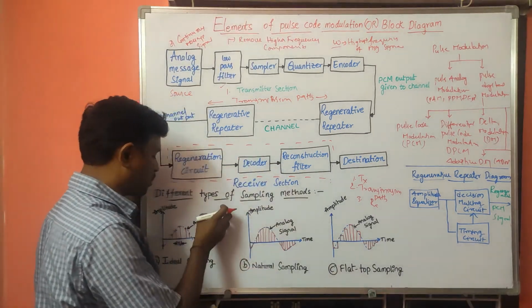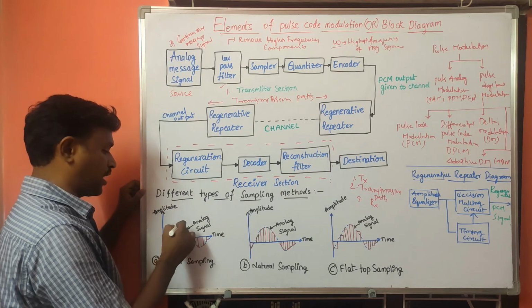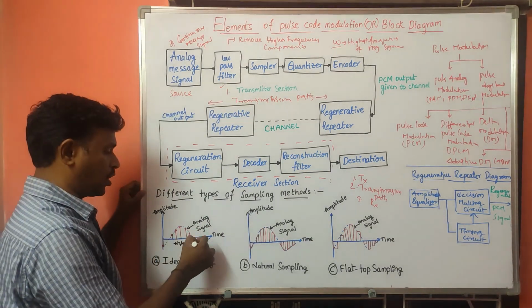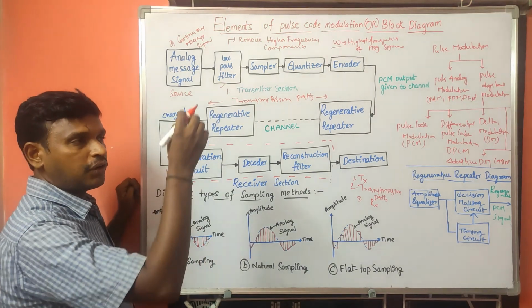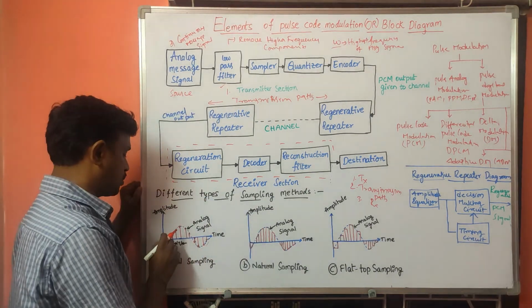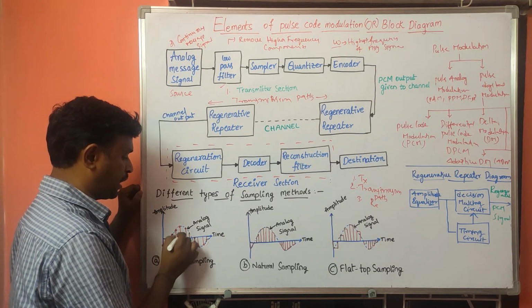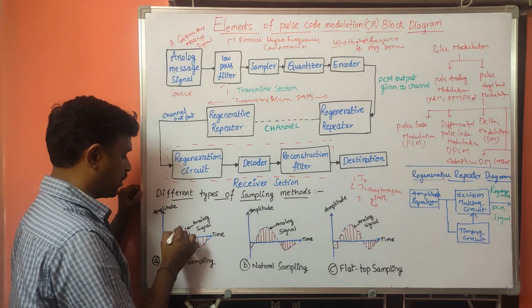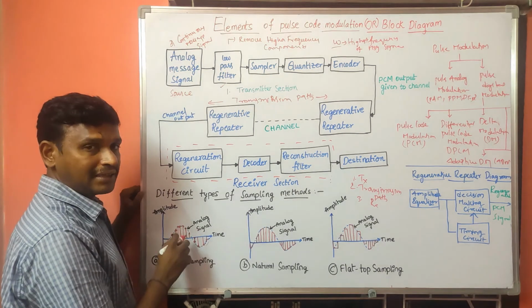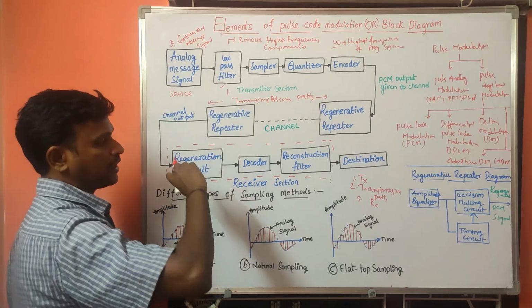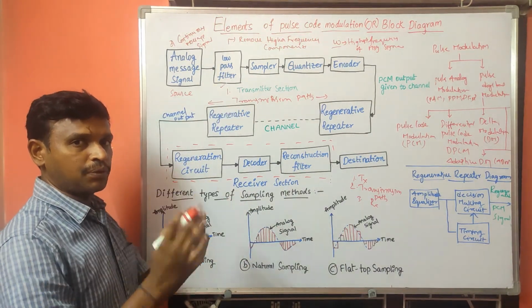You can observe clearly what ideal sampling means. Suppose the input analog signal is like this. At each and every point it will divide the signal into samples. This one is one sample at this time period. In this time period T1 we have two samples, this one and this one and this one. Like that it will divide the continuous signal into discrete samples.